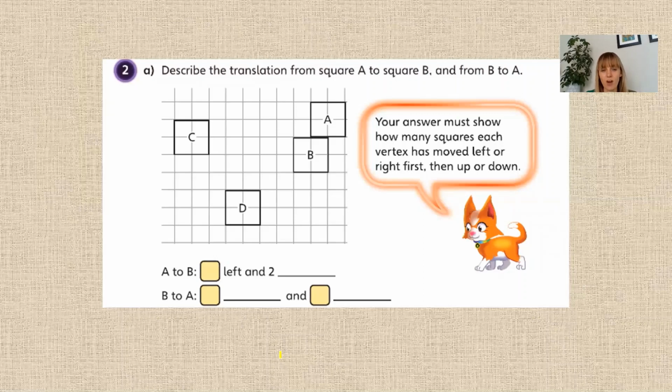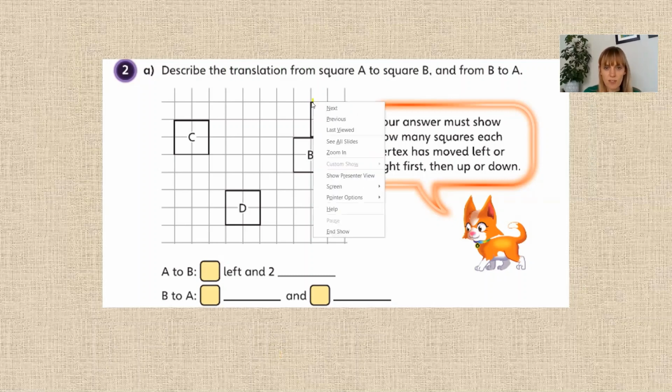Now here are a few different shapes on this one, looking at the translation of square A to B and from B to A. If we were starting at A first, we're going to start at this one. How has it got from A to B? How has it been translated? So I'm going to use this vertex on A, and I'm going to highlight it.